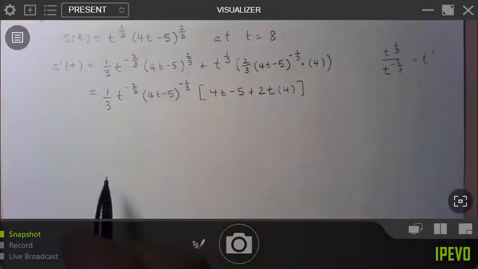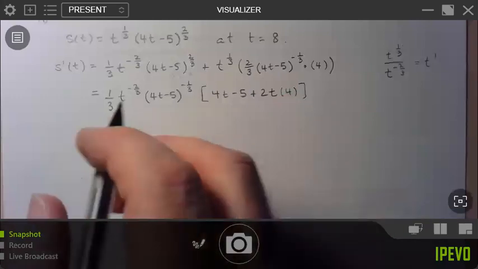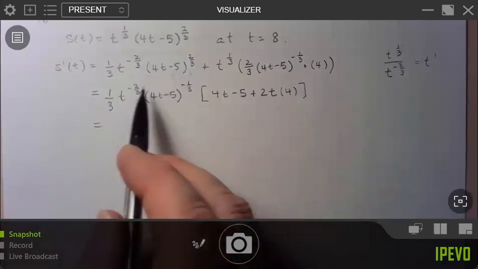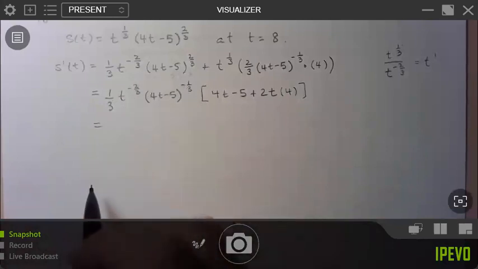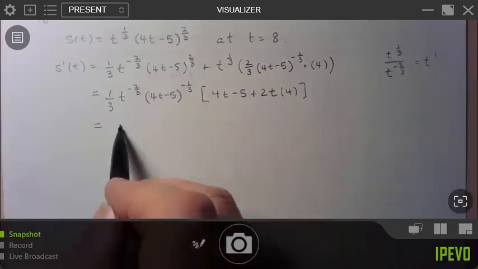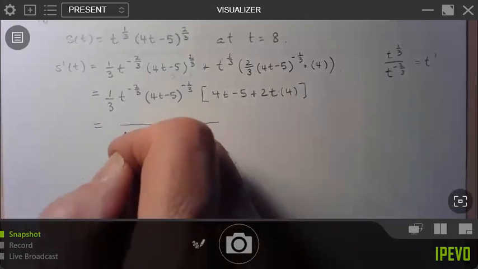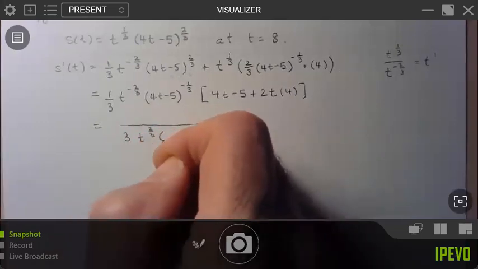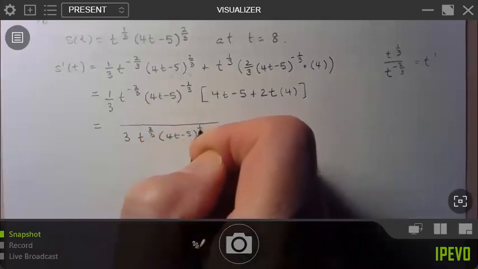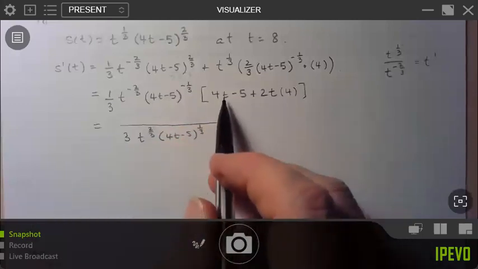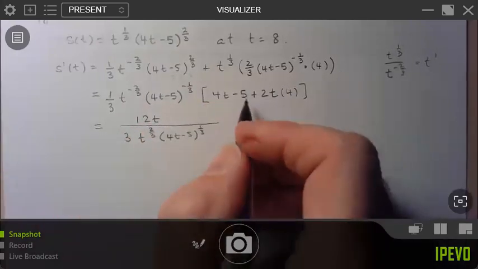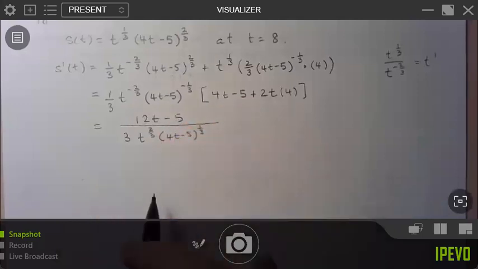Okay. So let's do a cleanup. Number one, this 3 is in the denominator. These things are both going to go into the denominator, because they're negative exponents. So I'm not going to worry about what's here yet. I know I'm going to have a 3, a t to the 2/3, and a 4t minus 5 to the 1/3 in the denominator. And what are we left with here? We're left with 4 plus 8, so this looks like 12t minus 5. And now I have something much simpler to evaluate.